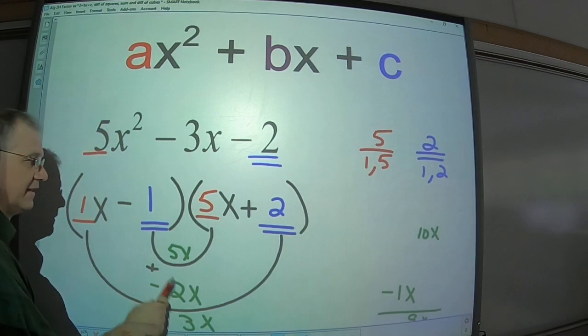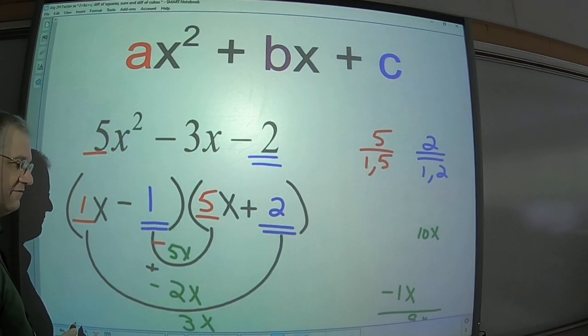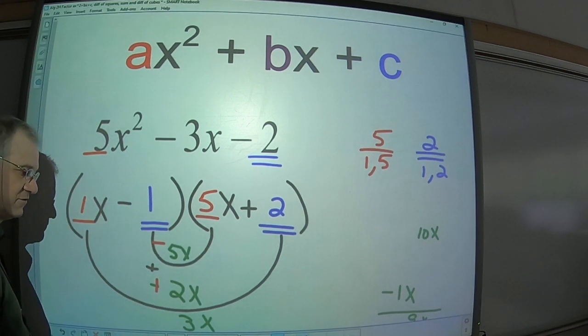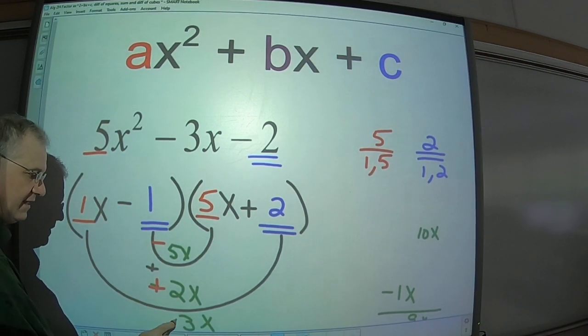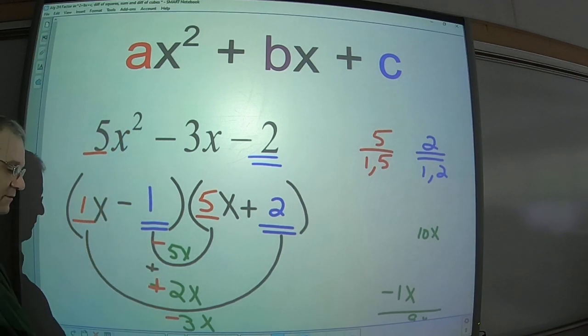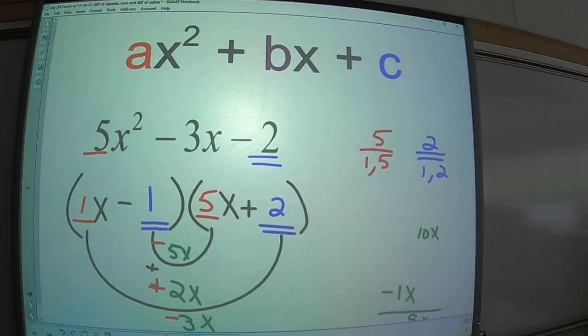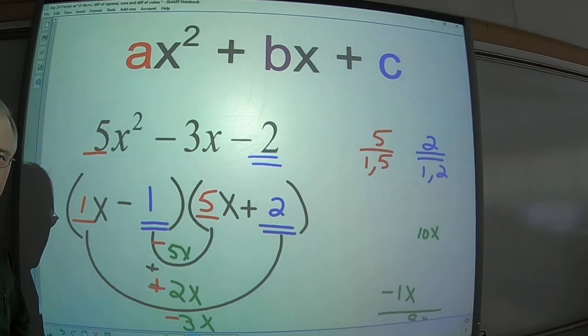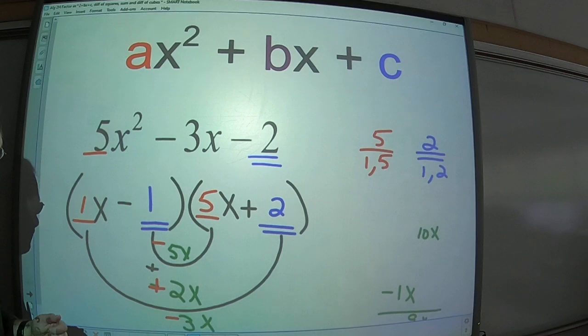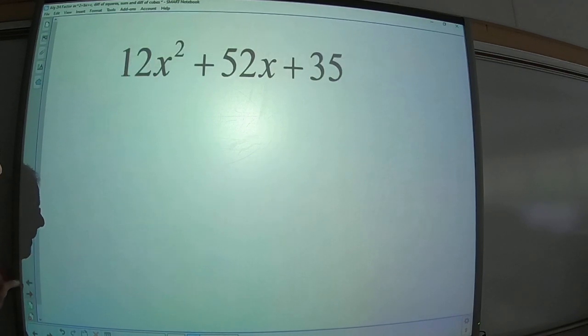Now that I've done that, I've got a negative 5x, a positive 2x, and that gives me a negative 3x, and that's what I was looking for. So you can see, sometimes you're going to get the answer like that. Some people are really good at that. Other times you're going to have to really work at it and try all the pairs before you find the right one. Kind of like looking for a lost pair of keys or something like that. It's always in the last place you look, and I hope you stop looking after that.